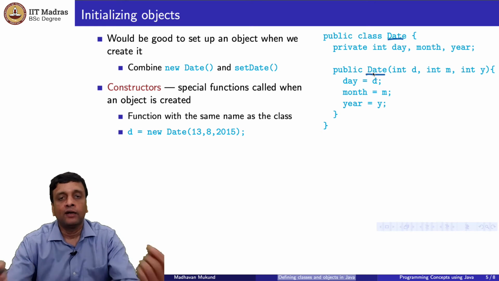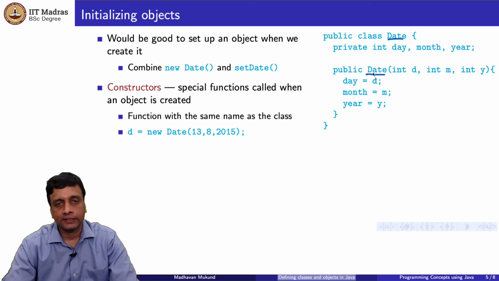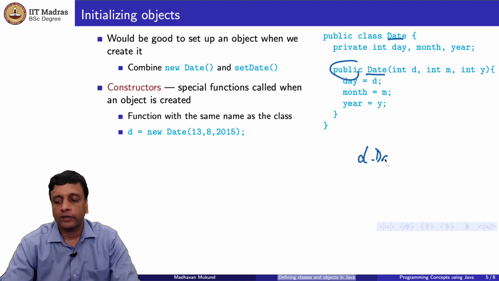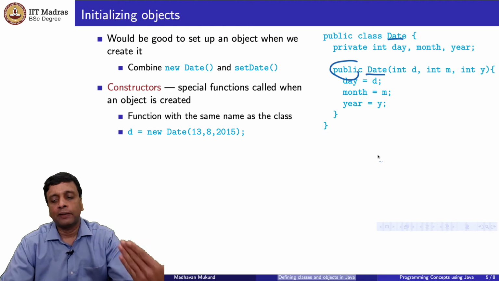You cannot separately call this function Date at any later stage. It's not a function available to you. It's not a public function. Though it says public here, you cannot say at a later point d.Date something. This is not allowed. It's an implicit constructor which can be called only implicitly by creating the object.